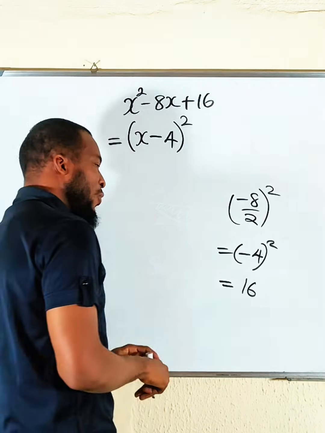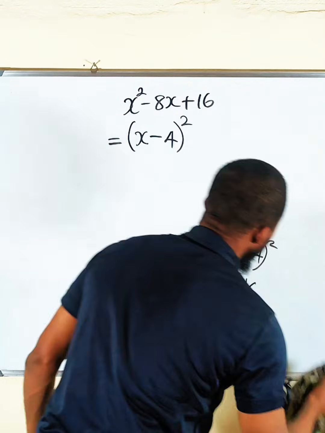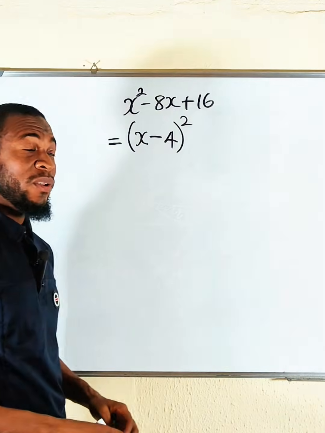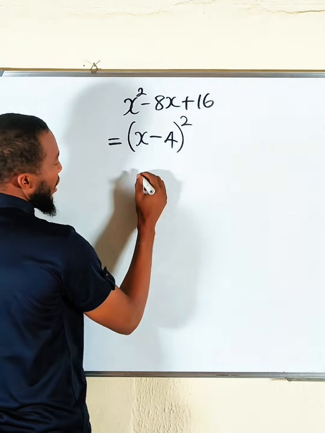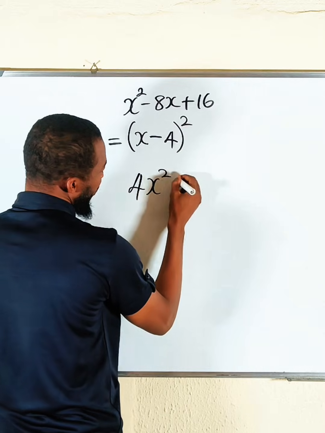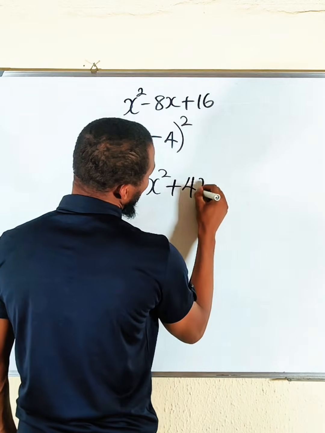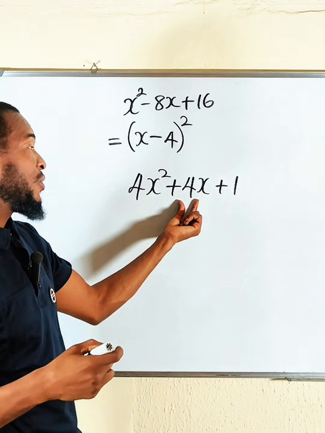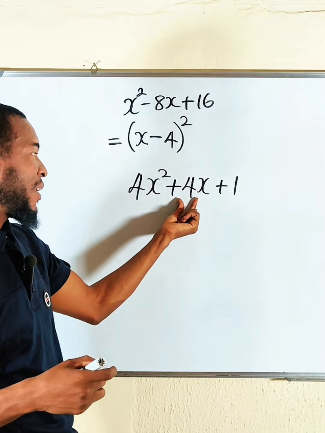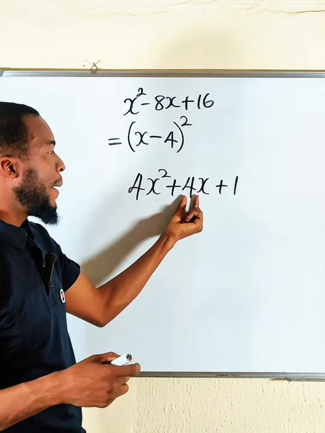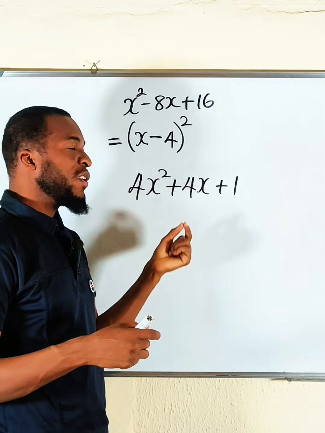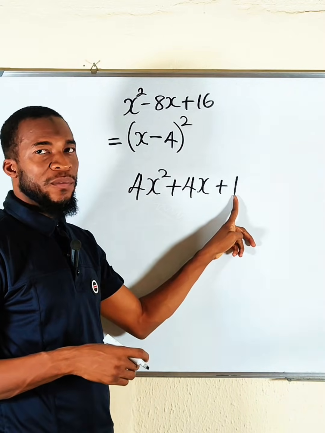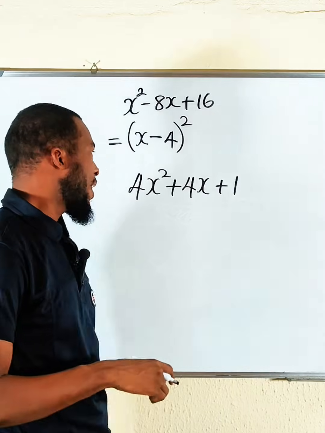So the question is, what if we have a leading coefficient and your teacher told you that that expression is perfect? For example, if I have 4x squared plus 4x plus 1, you cannot just take the coefficient of x, because the coefficient of x here is what? 4. 4 divided by 2 is 2. 2 squared is 4. But you can see we have 1 here, so it doesn't work like that.